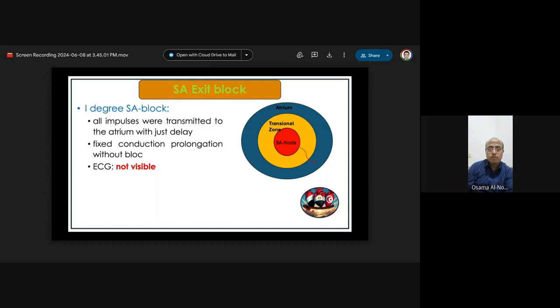There are first, second, and third degrees of sinoatrial exit block, but only second degree sinoatrial block type 1 and 2 can be diagnosed from the 12-lead surface ECG. For the first degree sinoatrial exit block, there is a delay between impulse generation and transmission to the atrium. All impulses are transmitted to the atrium with just a delay, so we have fixed conduction prolongation without a block. This abnormality is not detectable on the surface ECG.